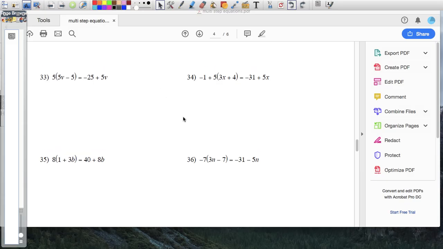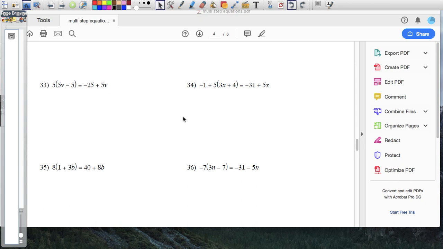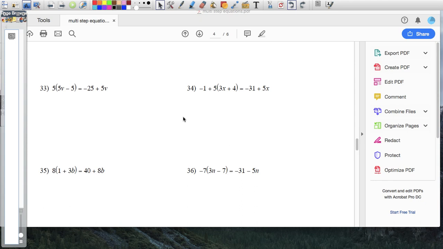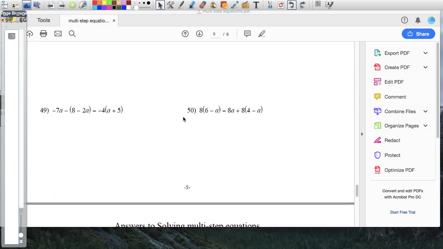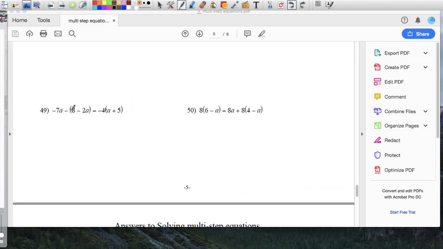So I'm back to, I did 33, 39, 34. I'm doing 49 and 46 now. 49, 46. Okay. So there is distributive property, so you got to take care of that.